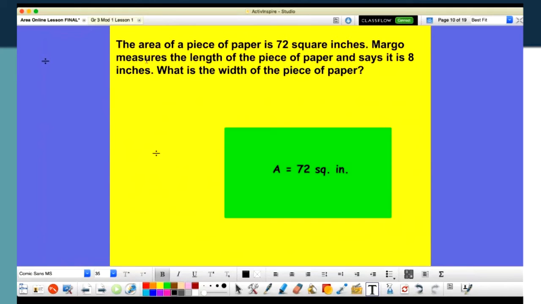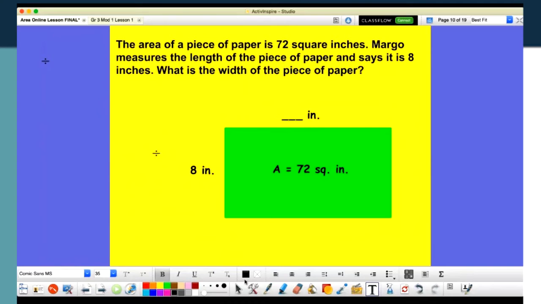And it says Margot measures the length of the piece of paper and says it is 8 inches. What is the width? So this side length would be 8 inches. And the width is actually what we're missing for this particular problem. The width is going across from one side to side.